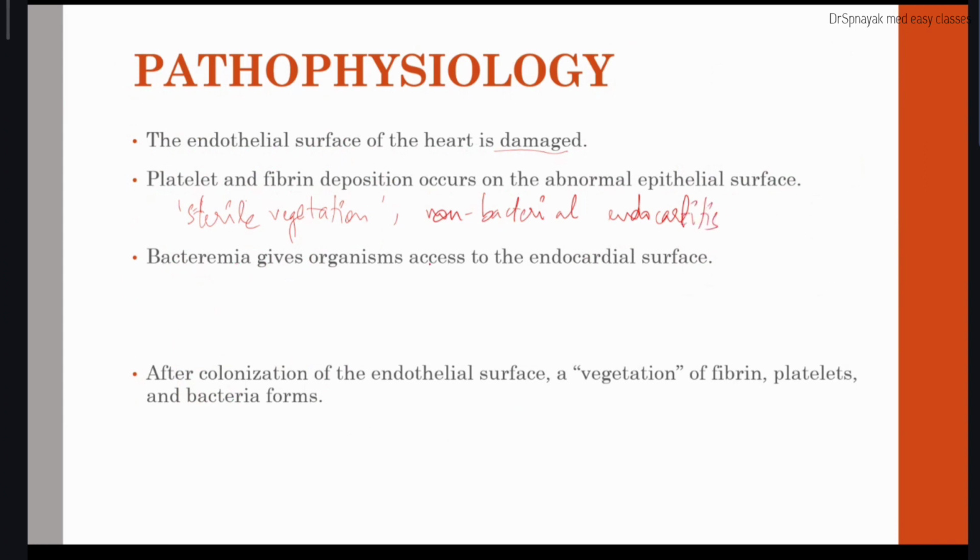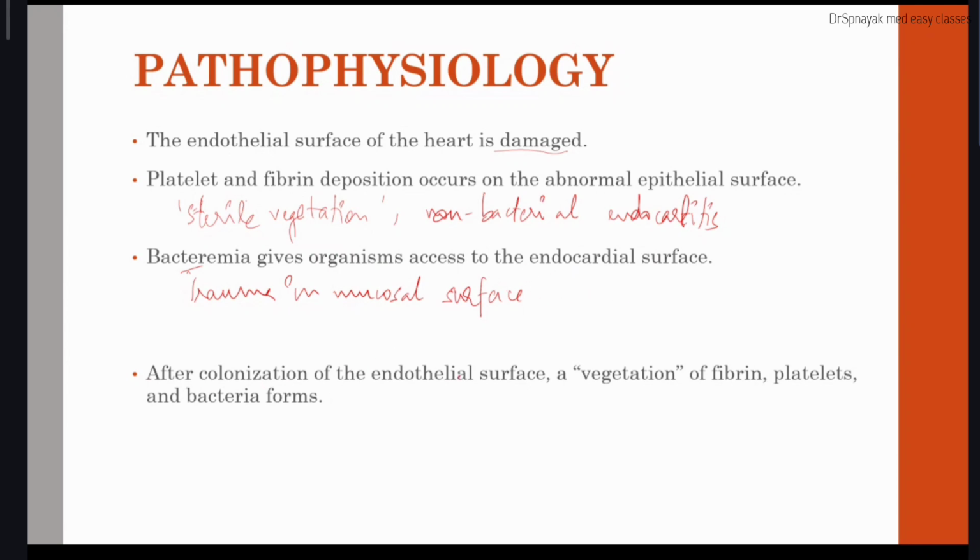Then bacteremia gives organisms access to the endocardial surface. Bacteremia is usually caused by trauma to the mucosal surface. This could be due to a dental procedure, a GI procedure, or a gynecological procedure. This leads to trauma in the mucosal surface, which gives the organisms access to the endocardial surface, and then they start to form a vegetation.